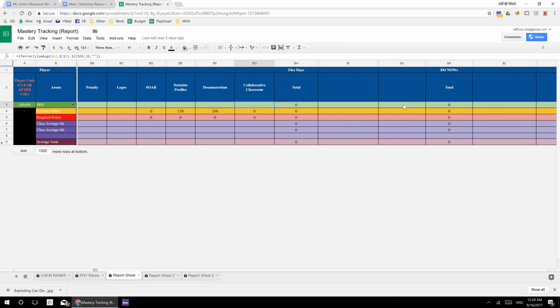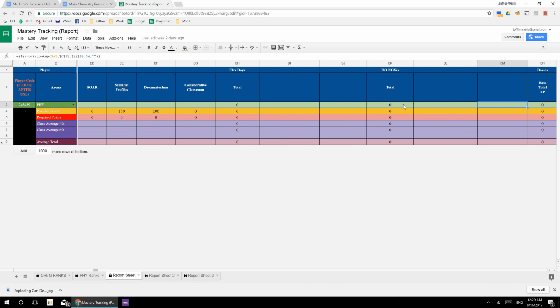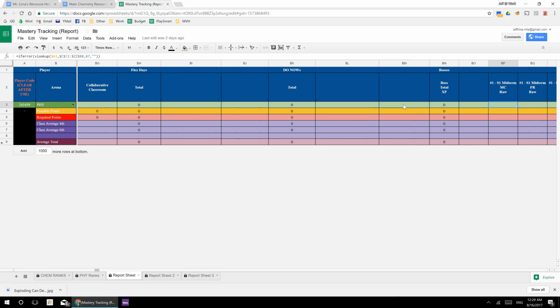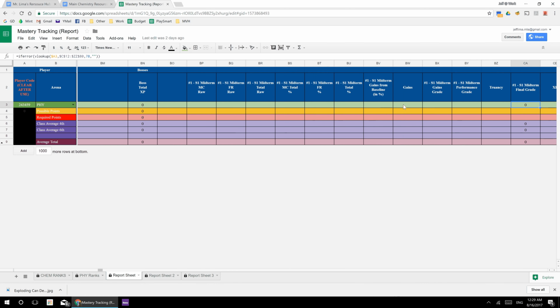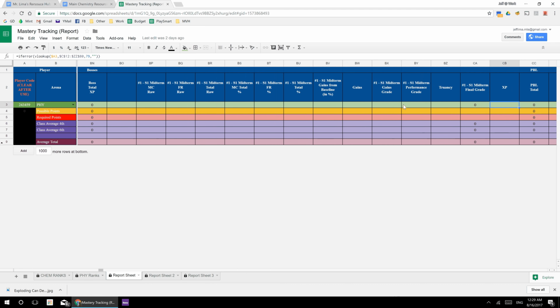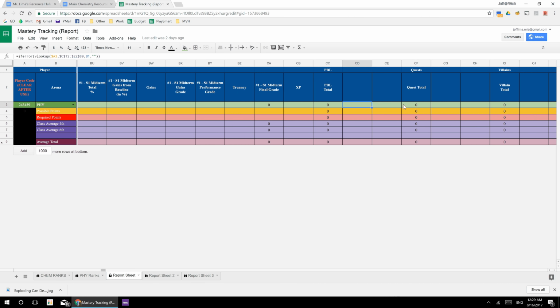Then points that you earned doing flex days, which are days that a sub is there, or we're not doing a standard instruction day. Points that you've earned doing do nows, which are the activities that you do when you walk into the classroom. Points that you earned taking tests and how you did on that test, right? It all breaks down in the next section. Then points that you've earned through project-based learning. Points that you've earned through quests or challenges.